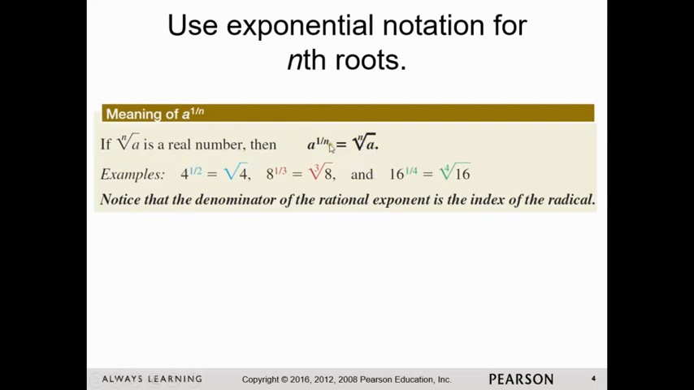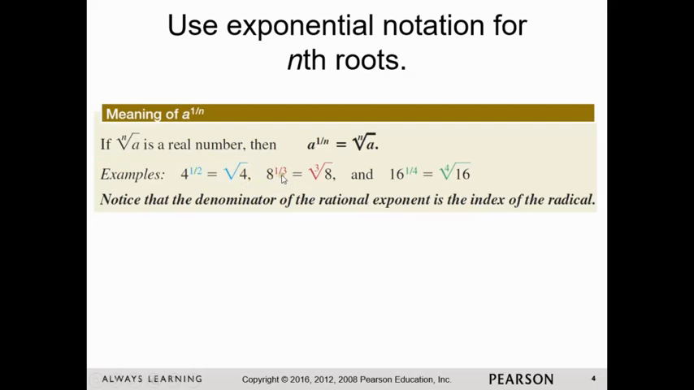If you'll notice, what happens here is the denominator of the fractional exponent is the index. So if we had 4 to the half, that's the same thing as the square root of 4. Our index, when we're dealing with the square root, is 2. So the denominator of the fractional exponent becomes the index when we write it as a radical.